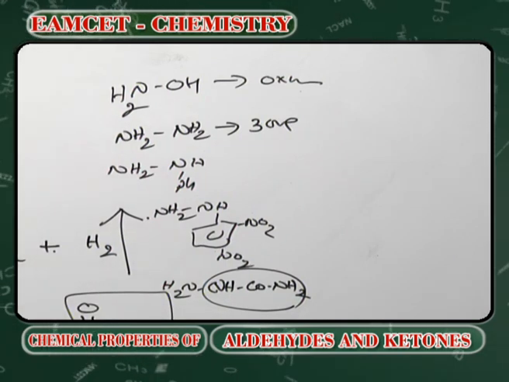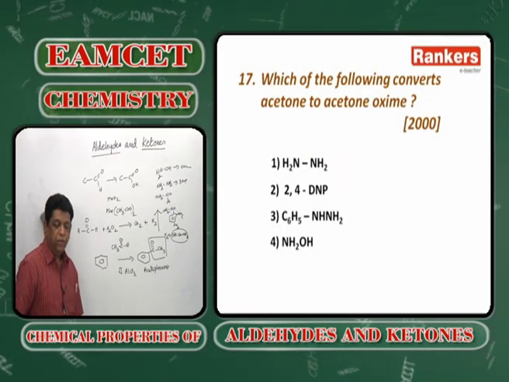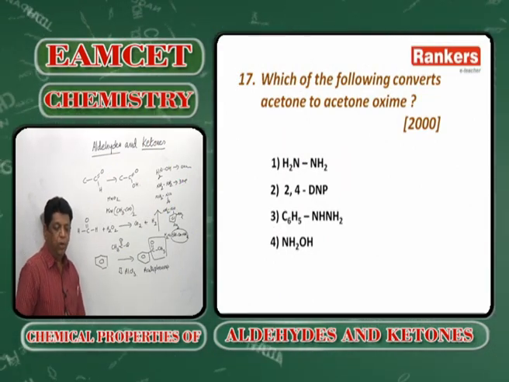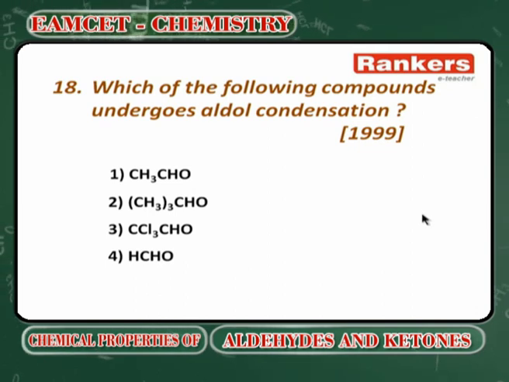All the reactions are condensation reactions. Here some of the options are there. So what he wants is an oxime. Oxime means NH2OH. The fourth answer is the right one. Next. Which of the following compounds undergoes aldol condensation? As we have seen, for aldol condensation we need a carbonyl compound which contains alpha hydrogens.